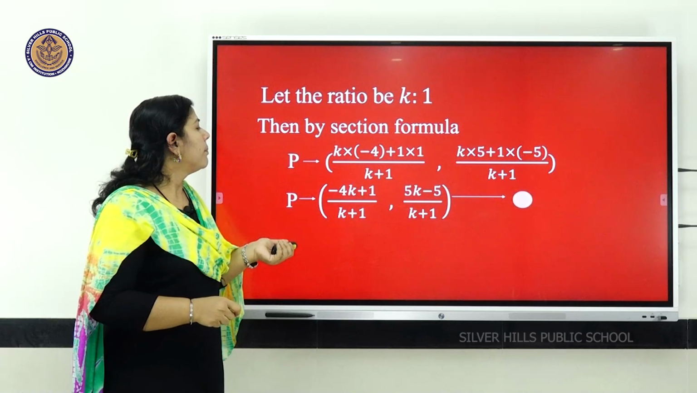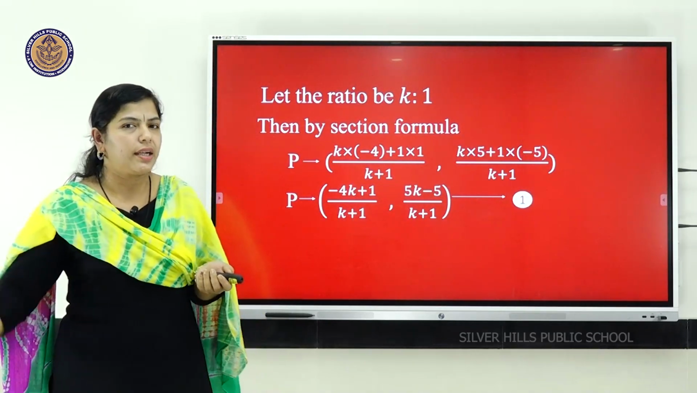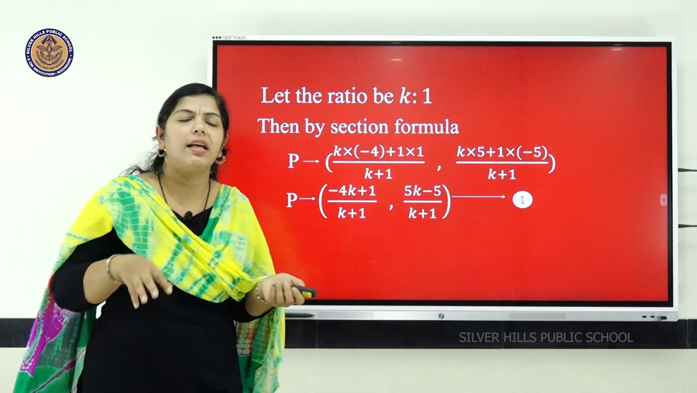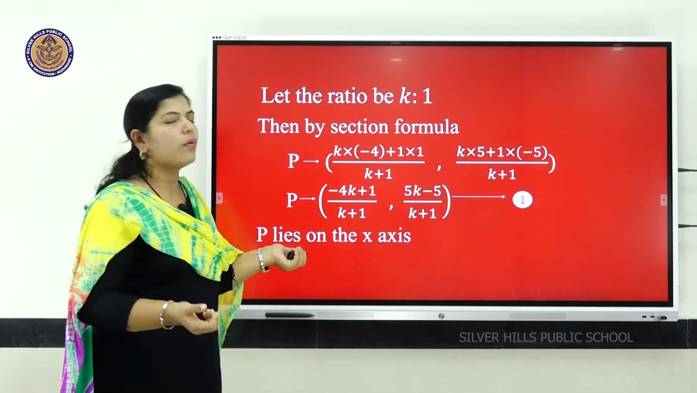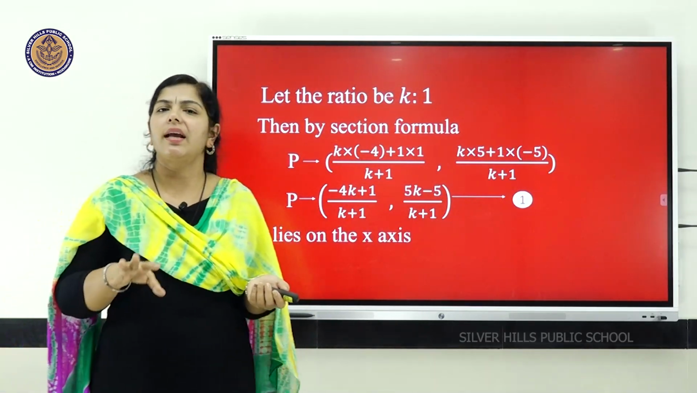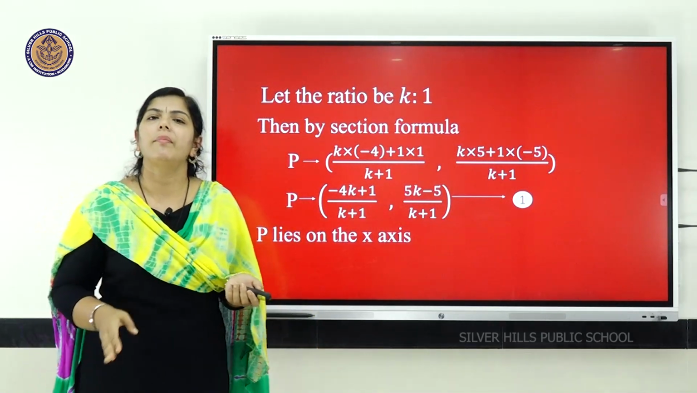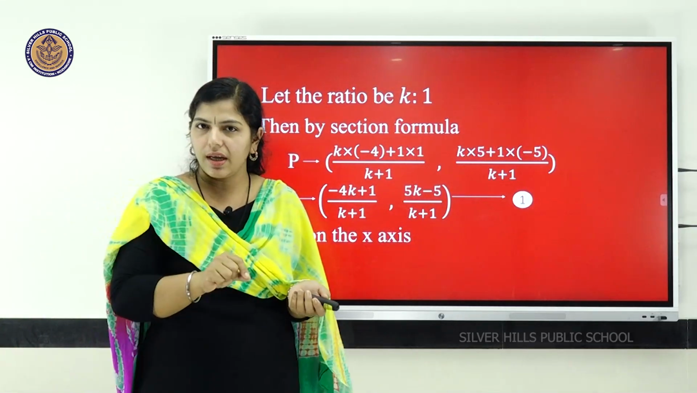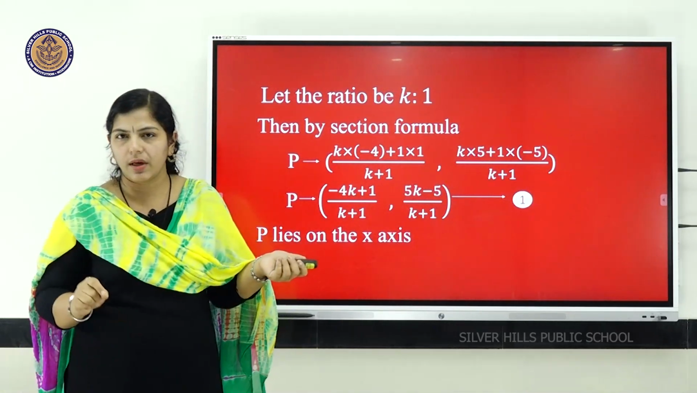Okay. This we will take as equation 1 because we need it later. Instead of writing this again, we can mention it as equation 1, so that it is easier for us to represent. Now, it is given that P lies on the x axis. In the question it is told it is divided by the x axis, and that point we have taken as P. So, that point lies on the x axis, as given in the question.